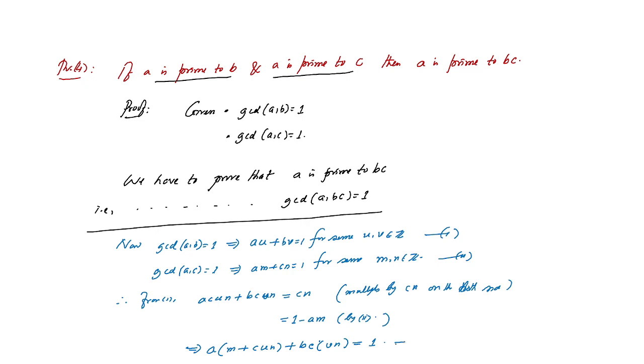And from that we can write GCD of A, BC equals 1. Why? Since M plus CUN is an integer and VN is also an integer, by the help of the first theorem, we can write GCD of A, BC equals 1. And here our proof is done. So the theorem is proved. So thank you so much.